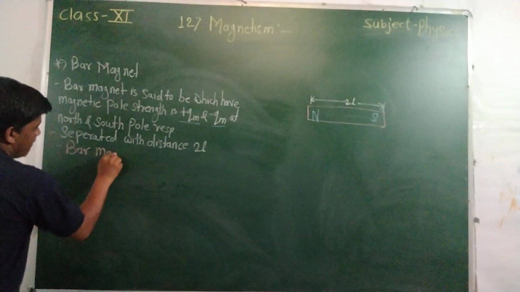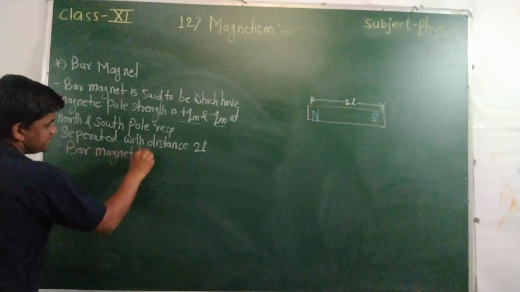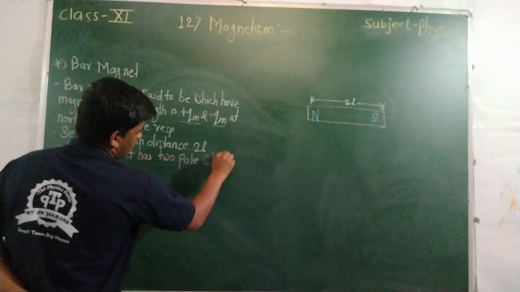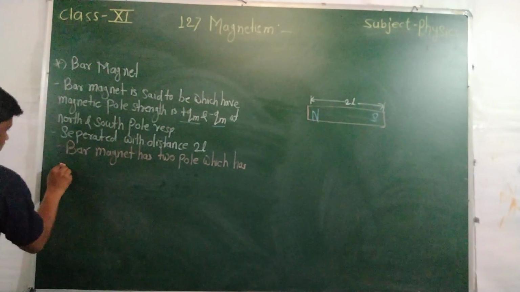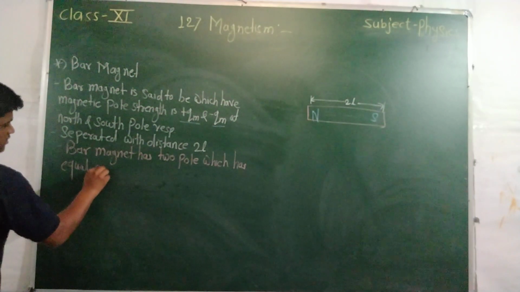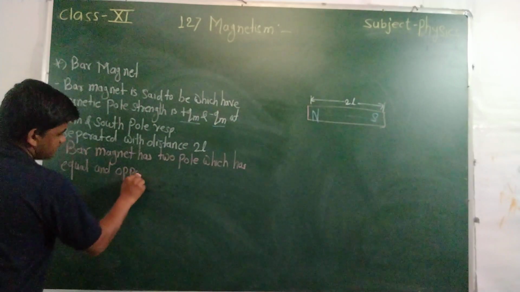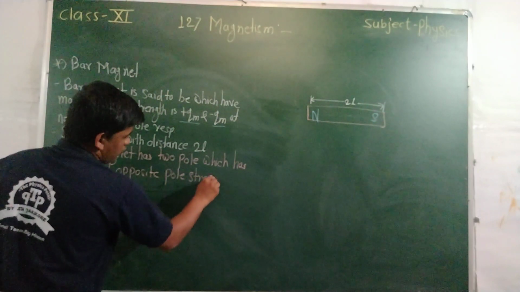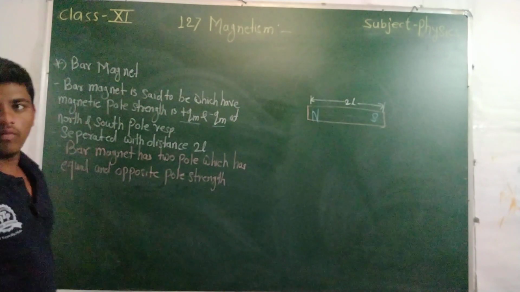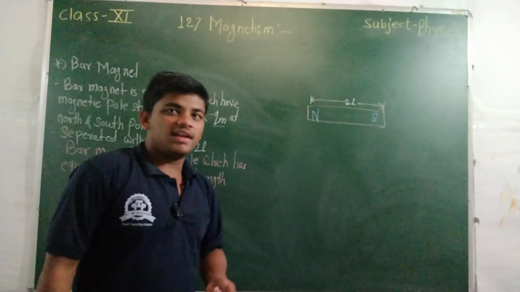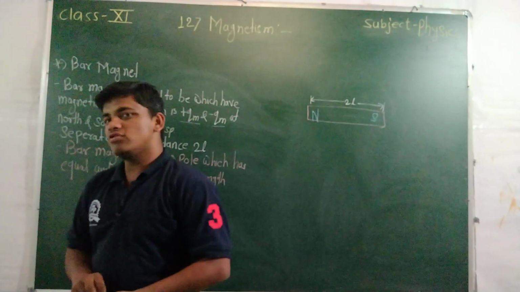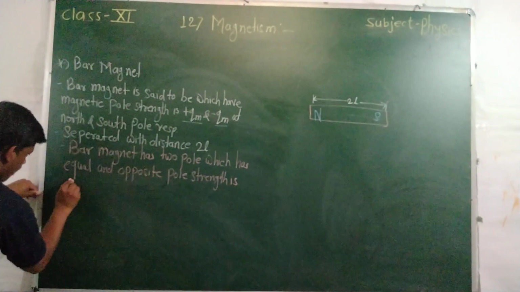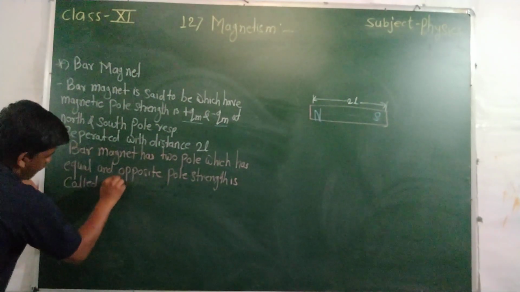A bar magnet has two poles which have equal and opposite pole strength, and this equal and opposite pole strength is called a magnetic dipole.